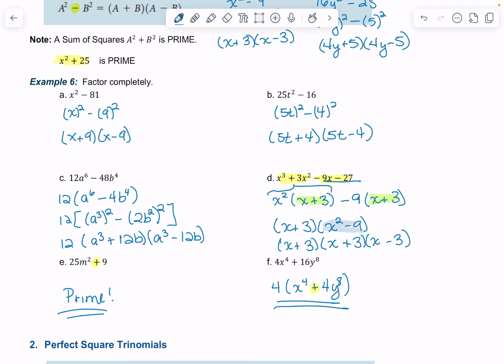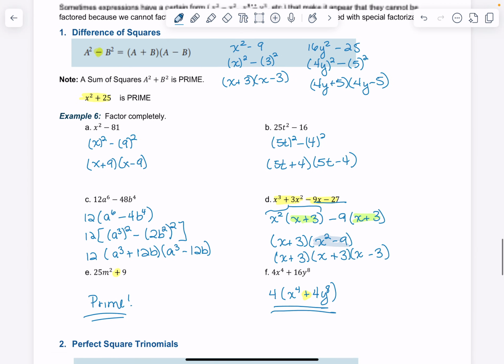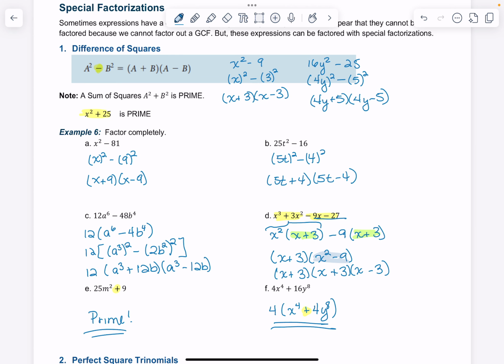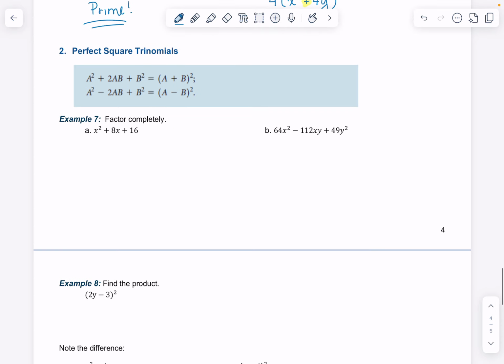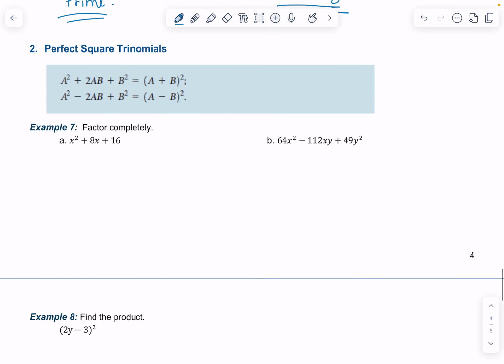All right. So that is right there, the difference of squares and a couple of variations on it. The next one we have is perfect square trinomials. Here, what we see is if we have an a squared plus 2ab plus b squared, it's equal to a plus b squared. And if I have the exact same thing, except I have this minus sign here instead of the plus, an a squared minus 2ab plus b squared, I get an a minus b all squared.